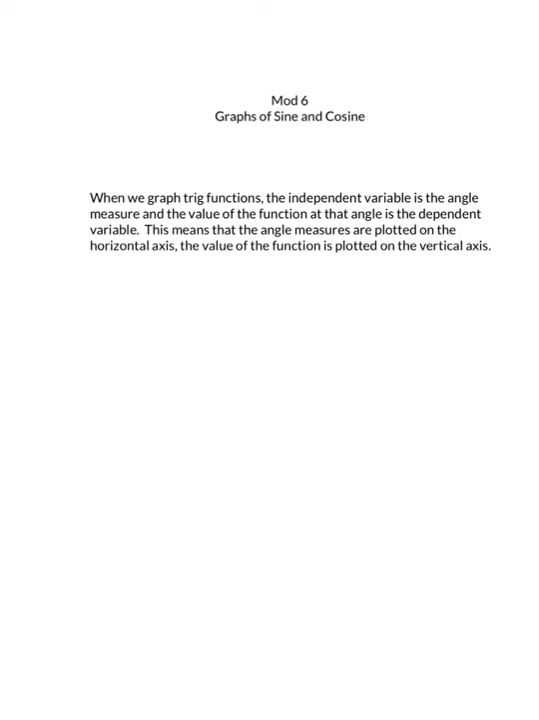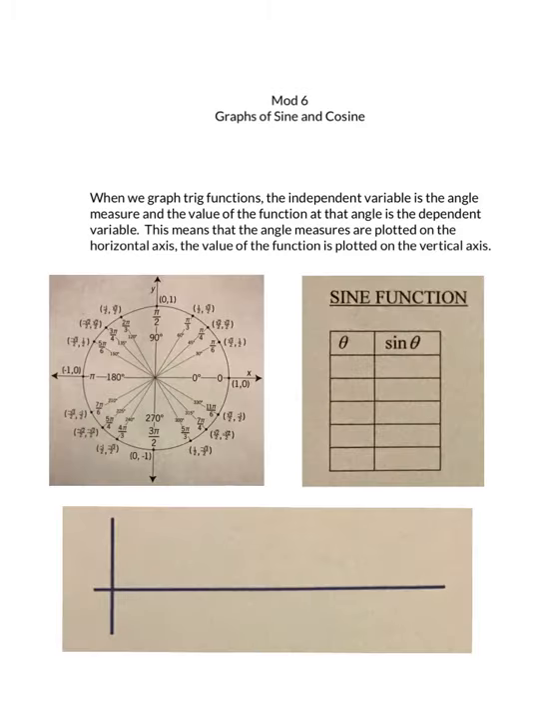When we graph trig functions, the independent variable is the angle measure, and the value of the function at that angle is the dependent variable. This means that the angle measures are plotted on the horizontal axis, what you traditionally think of as the x-axis, and the value of the function is plotted on the vertical, or what you traditionally think of as the y-axis. We're going to begin by graphing the sine function.